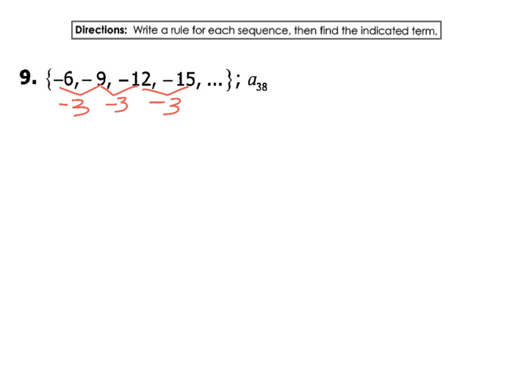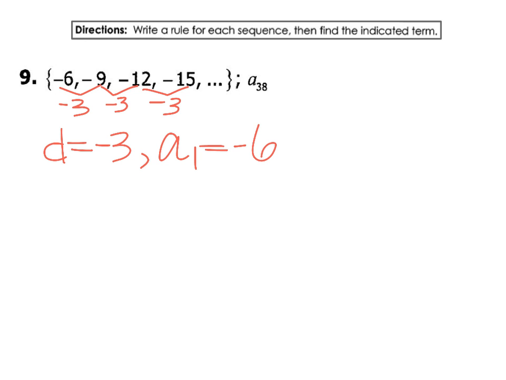So what this means is that our D, or our common difference, is negative. So D equals -3. That just means we're subtracting 3 every time. It's going down by 3 every time. Now we need our first term. A sub 1 is -6.